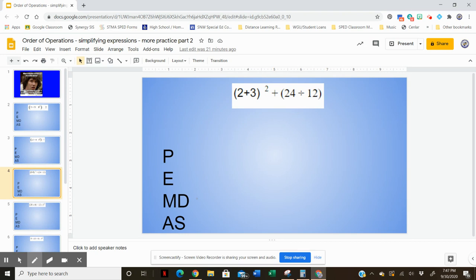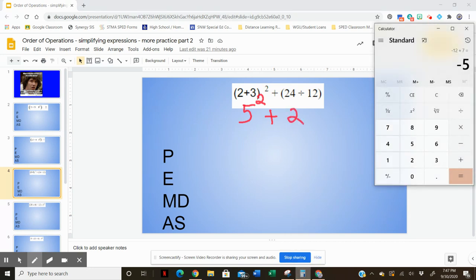So we're going to start with our P, which is parentheses. We have 2 sets of them. I have 2 plus 3. I know that equals 5. So I'm going to write in my 5. I'm going to bring down my squared because I haven't solved that yet. I only solved the 2 plus 3. I'm going to bring my add down. And now I have 24 divided by 12. I know the answer to that is 2.